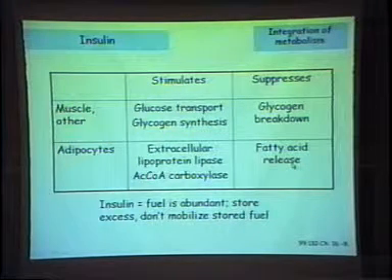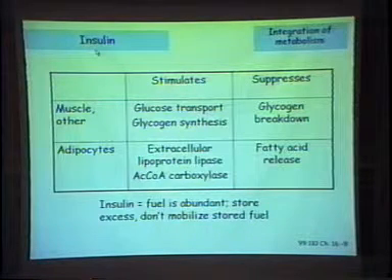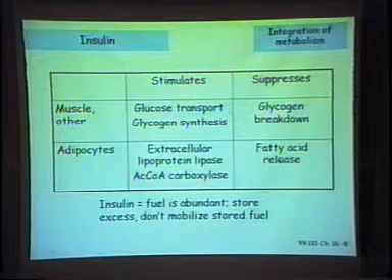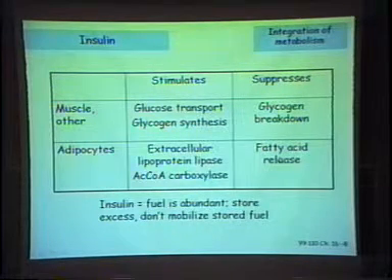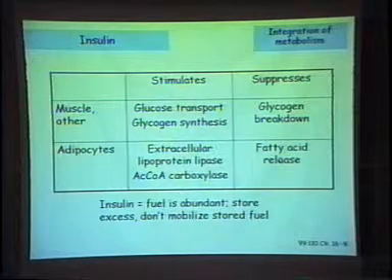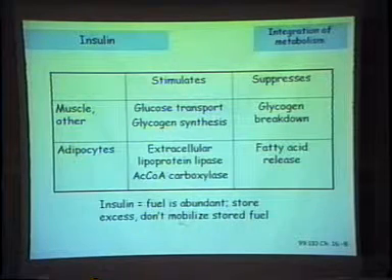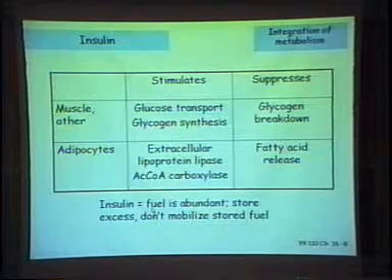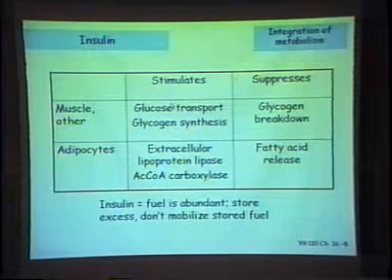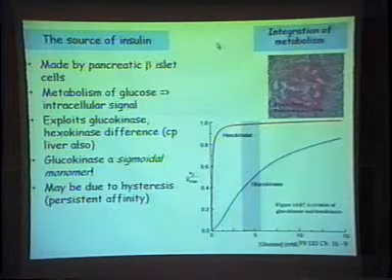It'll suppress fatty acid release. So the presence of insulin, which we think of as a carbohydrate hormone, will suppress fatty acid release because it doesn't make any sense to regulate carbohydrate metabolism if you don't also regulate fatty acid metabolism. And in fact, insulin does both. And as I said, the overall message of insulin is that fuel's abundant, store, don't mobilize. There are, of course, many, many more results of insulin, but these are some highlights.